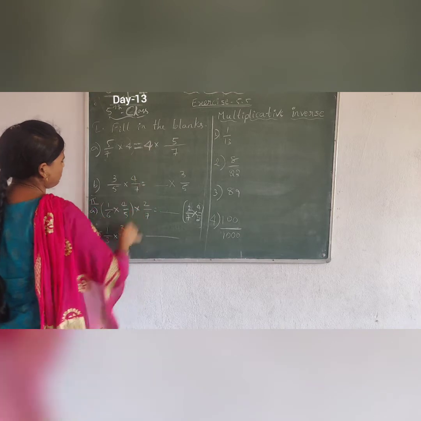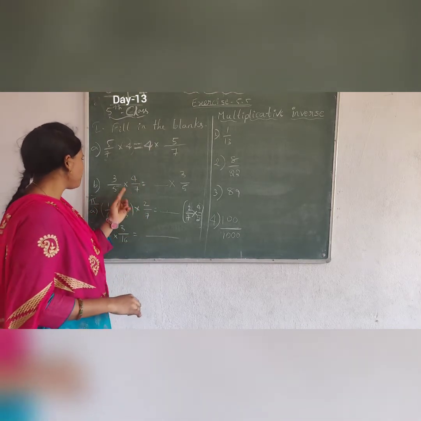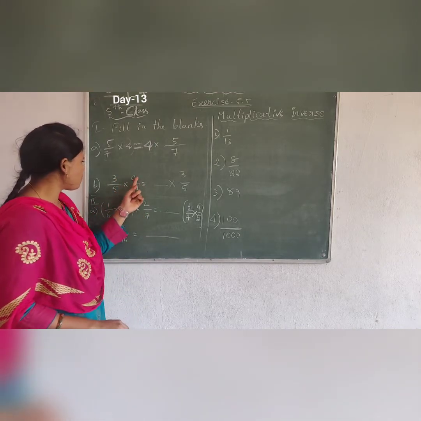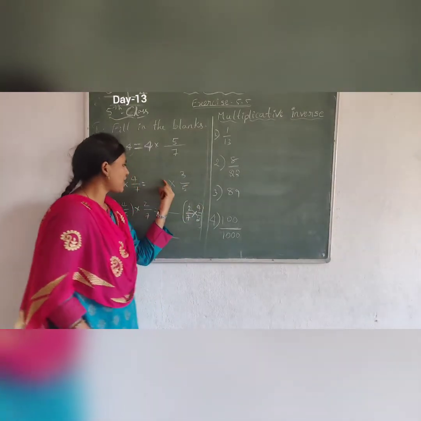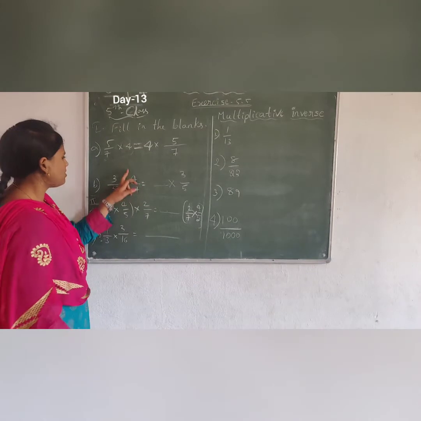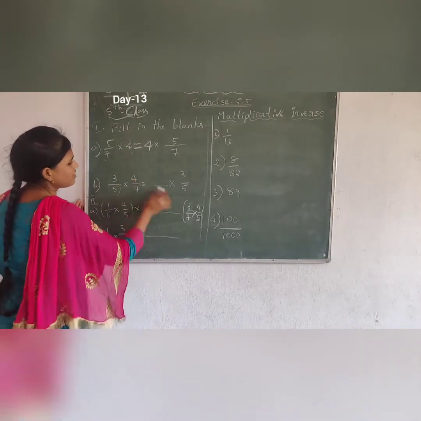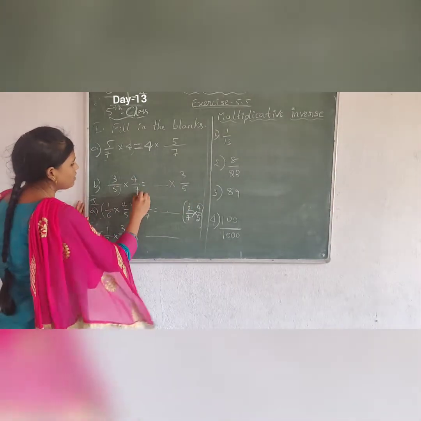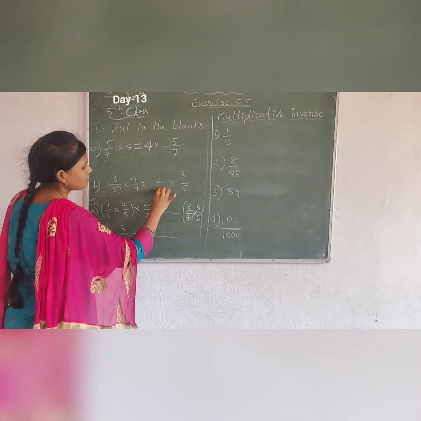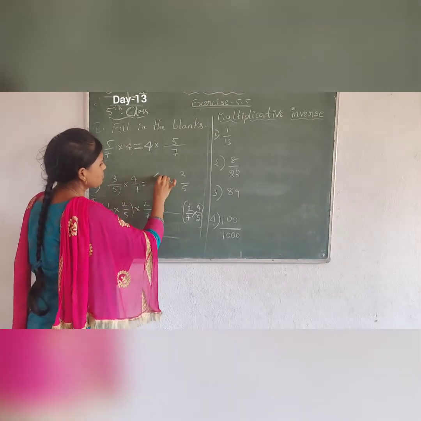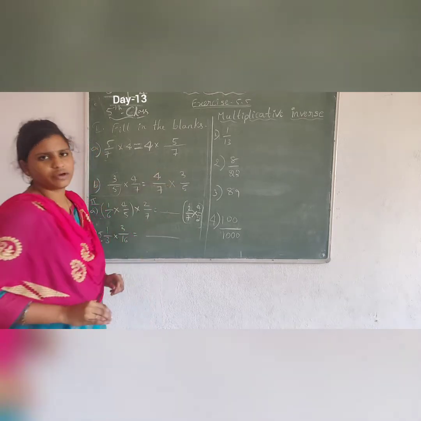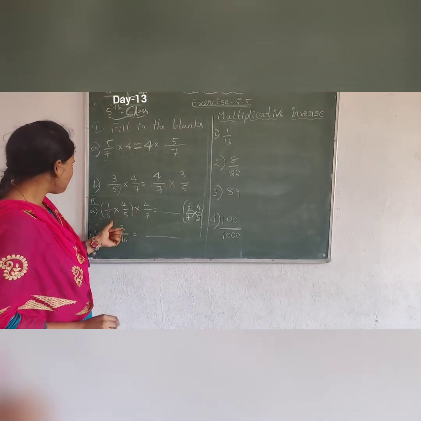Both are the same. Let's take this one. 3 by 5 into 4 by 7 equals dash into 3 by 5. Which fraction is missing here? This fraction is given in the second place, so you write it in the first place: 4 by 7. Is it clear? Let's come to this one.